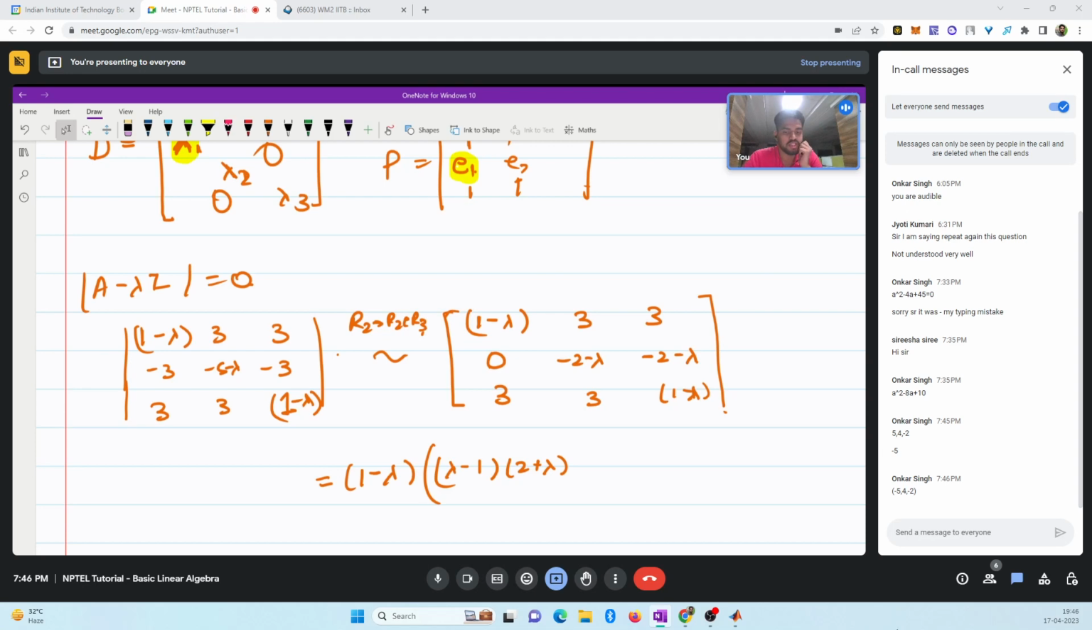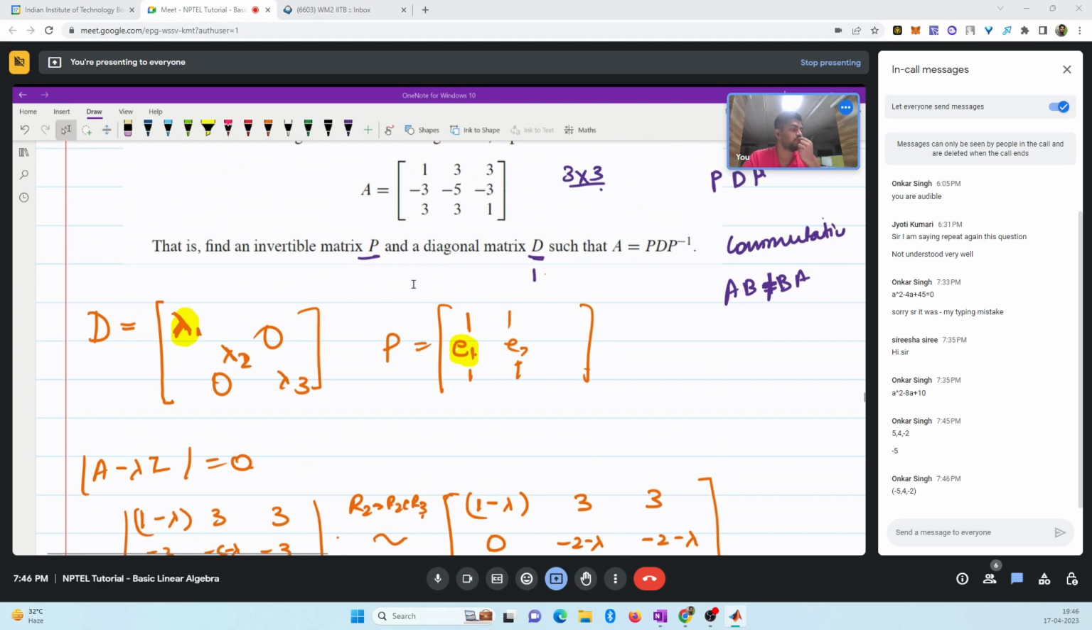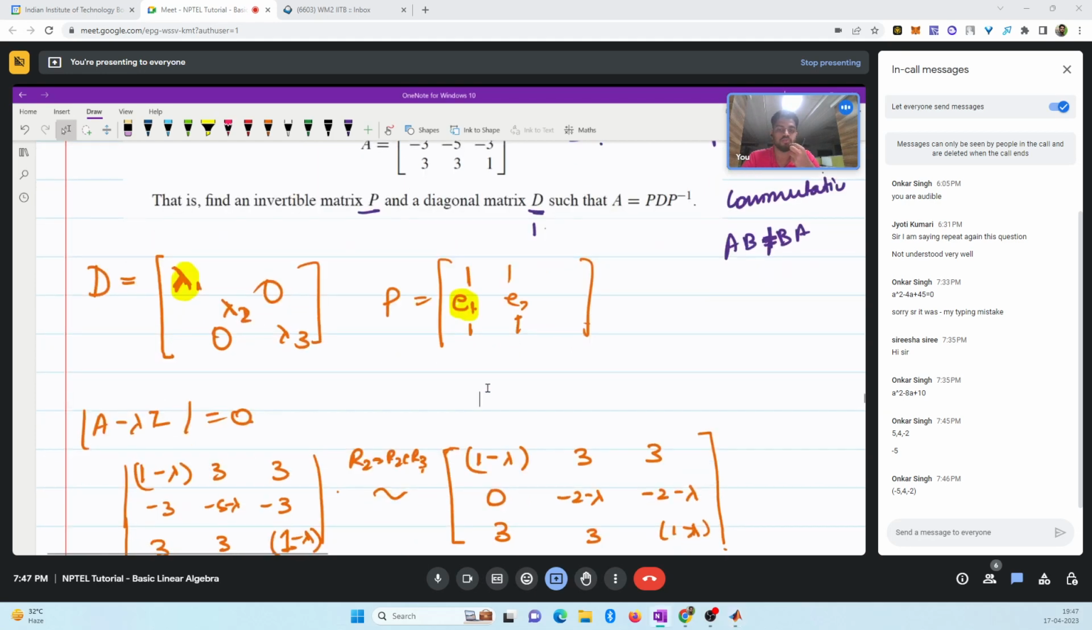Onkar, I don't think minus 5, 4, minus 2 is the correct set of eigenvalues. The answer that you should actually be getting is 1, minus 2 and minus 2. You can look at your calculation. This must be some calculation mistake. Yes, it should be 1, minus 2, minus 2.